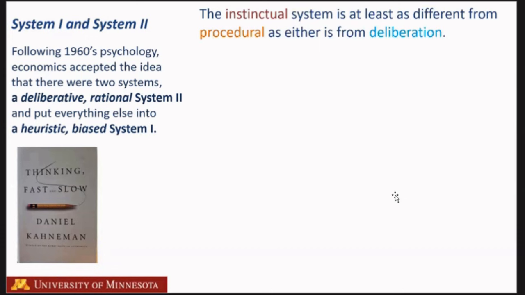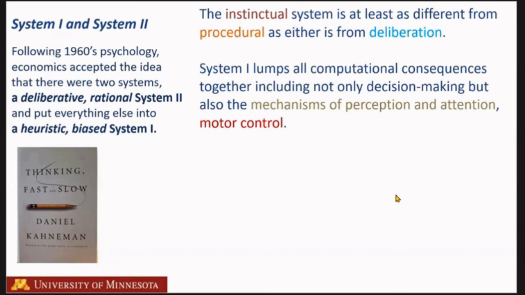First of all, there are more than two systems, and these systems are at least as different from each other as they are from deliberative and planning. Second, System 1 lumps all of these computational considerations, some of which are clearly decisions, and some of which are other things which have decision consequences, like perception. Perception is a process, and that has consequences. The mechanisms of perception, we will see, will have consequences for decision, but that's fundamentally different from learning a habit. And third, deliberation also has computational limitations. It is not rational in the kind of classical economic sense.